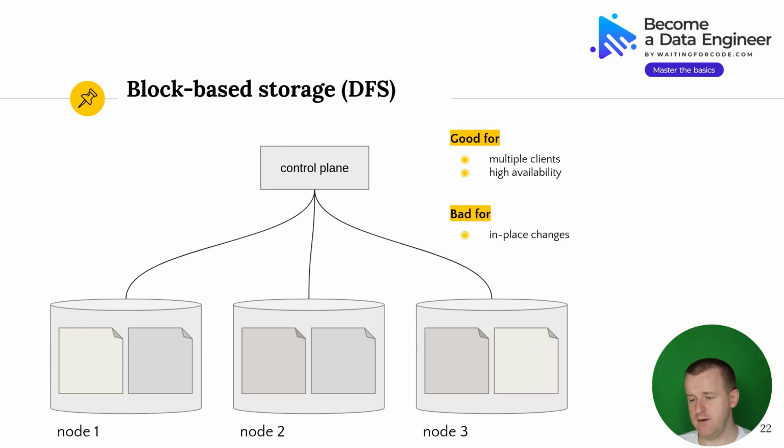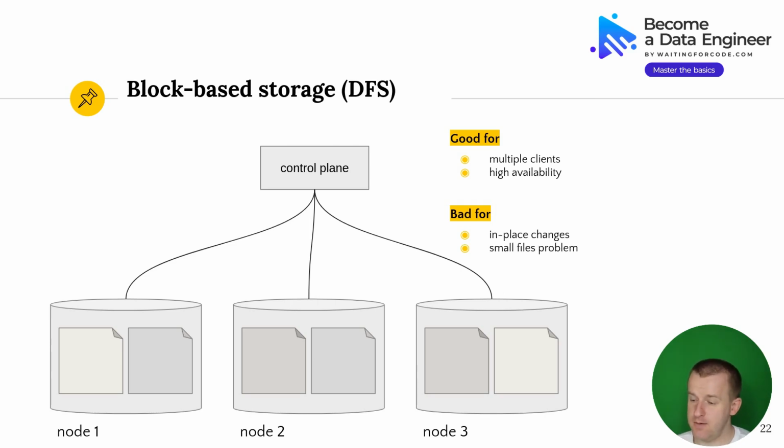However, it's not very possible to do in-place changes. So if you imagine a query like update my data set x equal a or something, it may not be very efficient to do on top of distributed file systems, because of this distributed character and the big data they are supposed to store. Even though I know there are specific formats that support these operations, like Delta Lake, Apache Iceberg, or Apache Hudi.